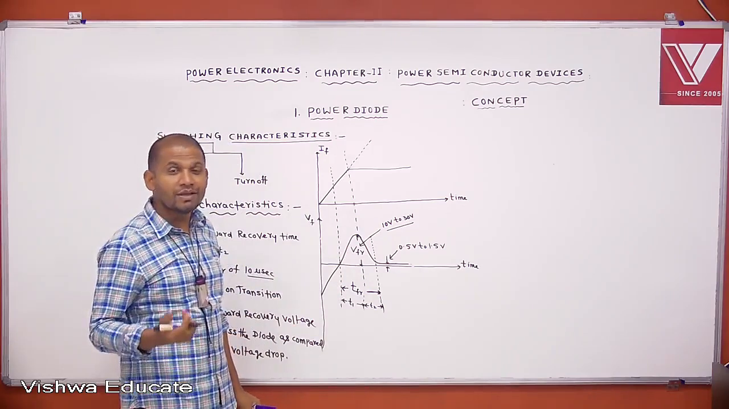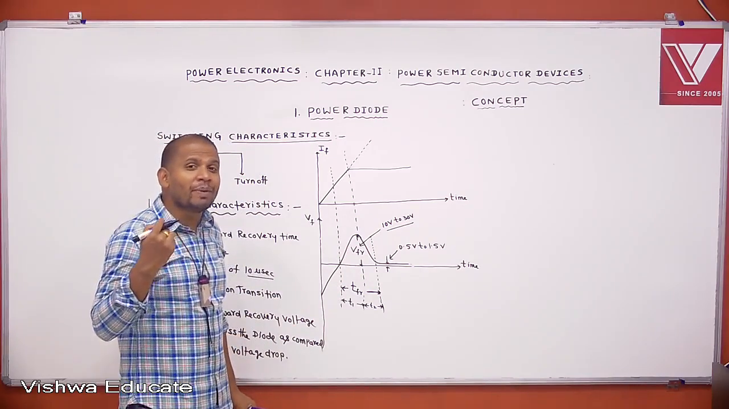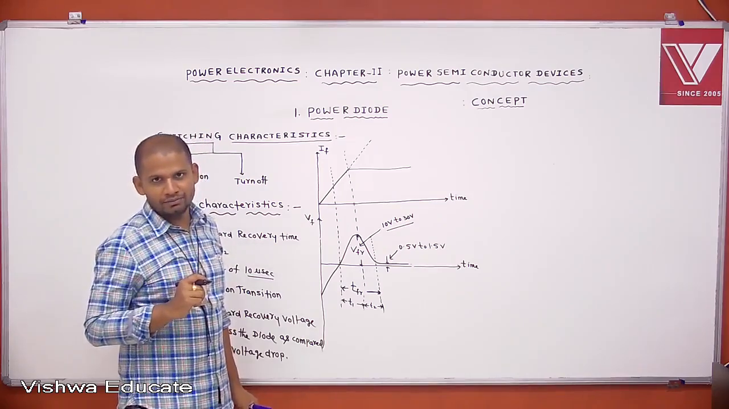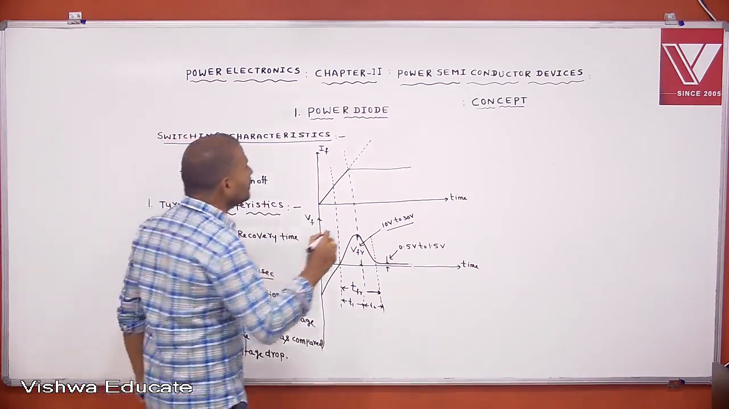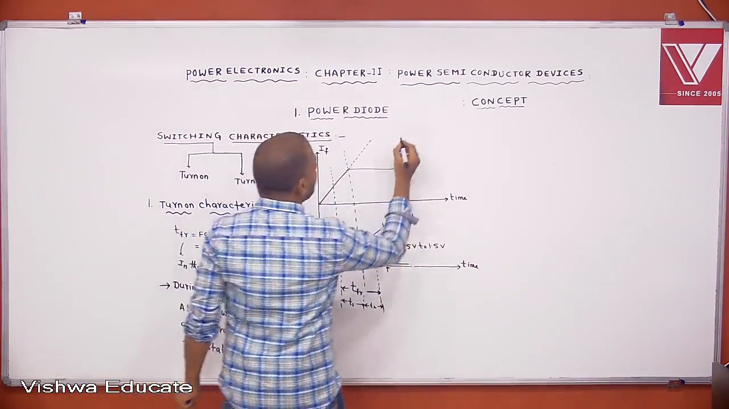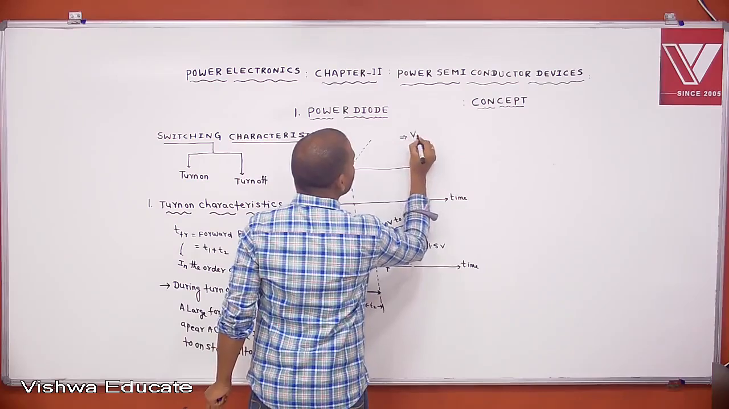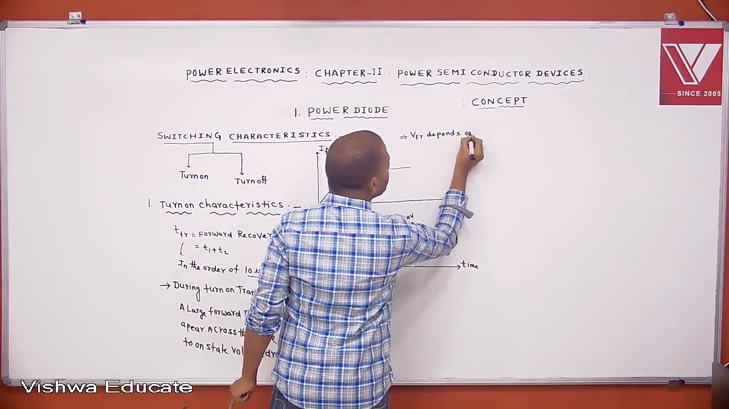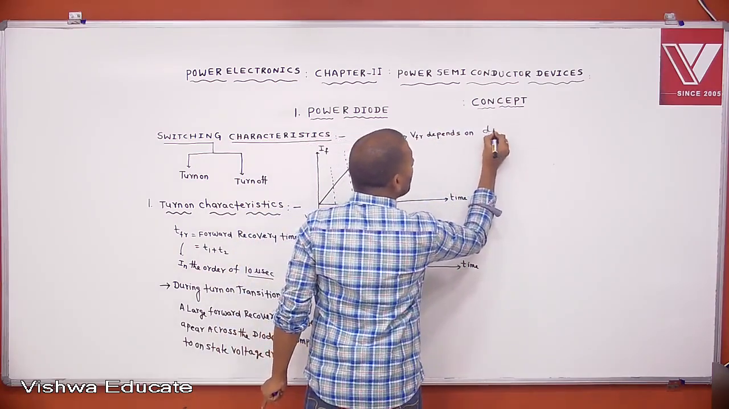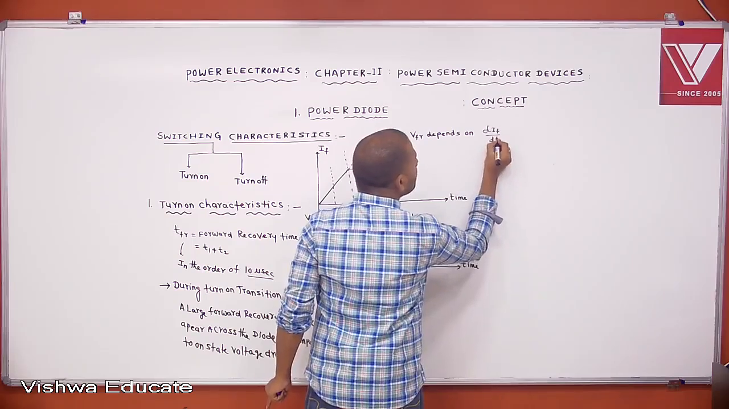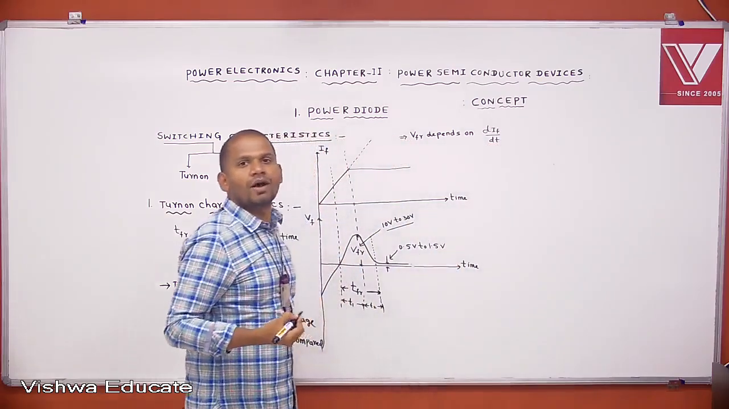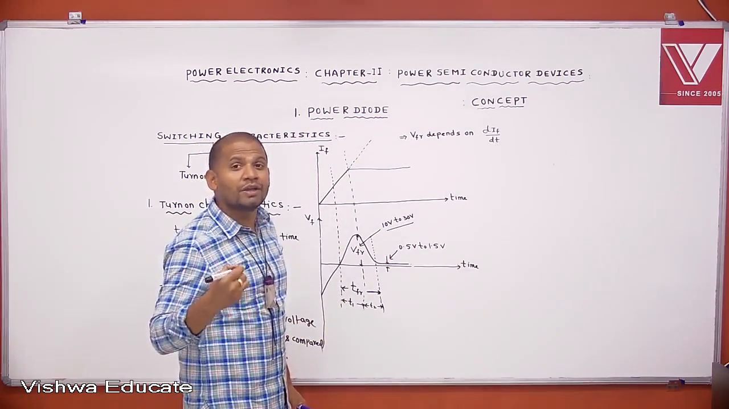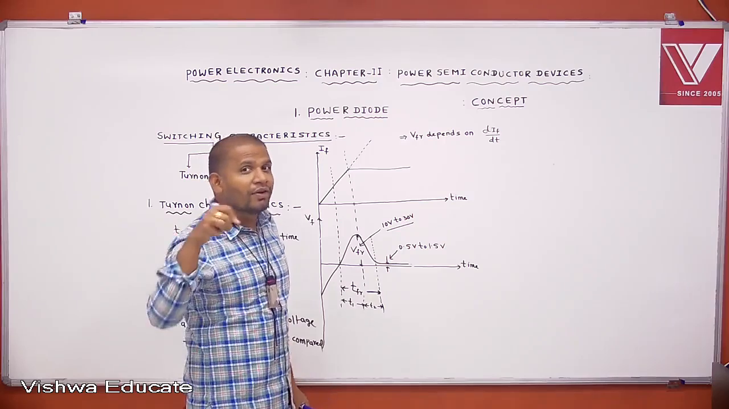Understood or not? That means the forward recovery voltage depends on the rate of change of forward current. Understood? The point to remember: mainly VFR, the forward recovery voltage, depends on di_F/dt, that is the rate of change of forward current. If the rate of change of forward current through the diode is high, then the forward recovery voltage is also high.